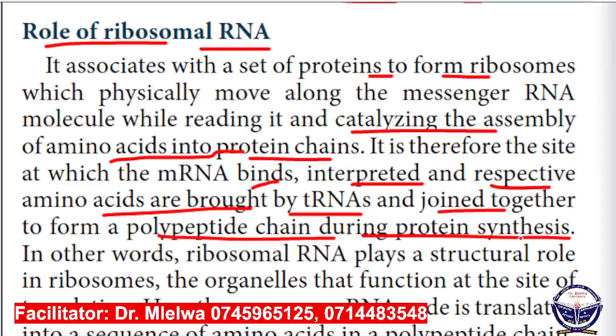Manake tayari tumesoma messenger RNA, but when we are coming to read about the role of ribosomal RNA, ribosomal RNA ana translate message iliyokuwa imechukuliwa na messenger RNA. Kwa unaona zinaingiliana. Wakati huo hii message ikishakuwa translated by the ribosomal RNA, it is the transfer RNA which carries amino acid and then it brings this amino acid to the ribosomes. Unaona? Transfer RNA ndio ambayo inachukua amino acid na kuileta pale kwenye ribosomes. Hatimaye ile message inakuwa translated, na hatimaye amino acid moja na mwingine wanaungana. Unaona bwana? So amino acid carried by transfer RNA are joined together to form polypeptide chain during protein synthesis.